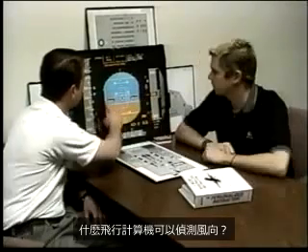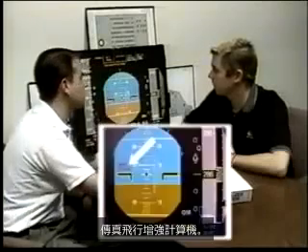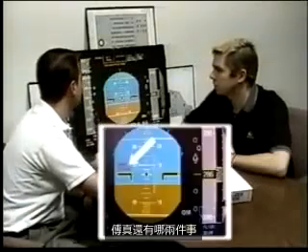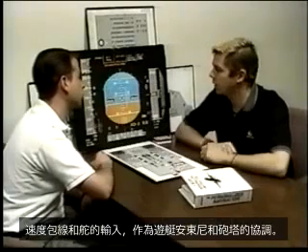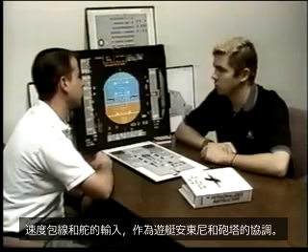What flight computer detects wind shear? The FACs, flight augmentation computers. And what are the two other items that the FACs do? The speed envelope and the rudder inputs such as yaw damping and turn coordination.